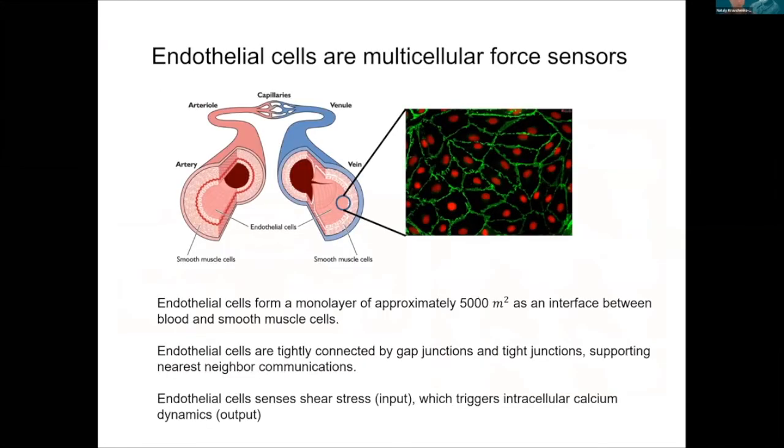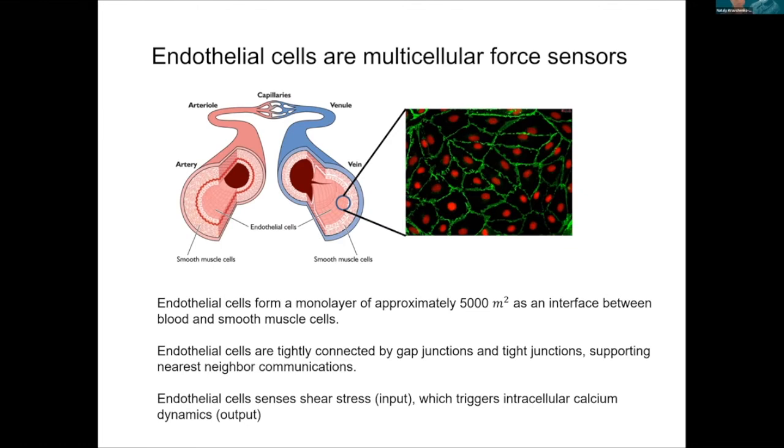The system we're studying is endothelial cells. The endothelial cells are arguably the largest multicellular sensor in the human body. They form a monolayer that covers the inner surface of our vasculature. If you fold it out, it's about 5,000 square meters, or 50,000 square feet, in total area. It consists of billions of endothelial cells, the so-called endothelium.